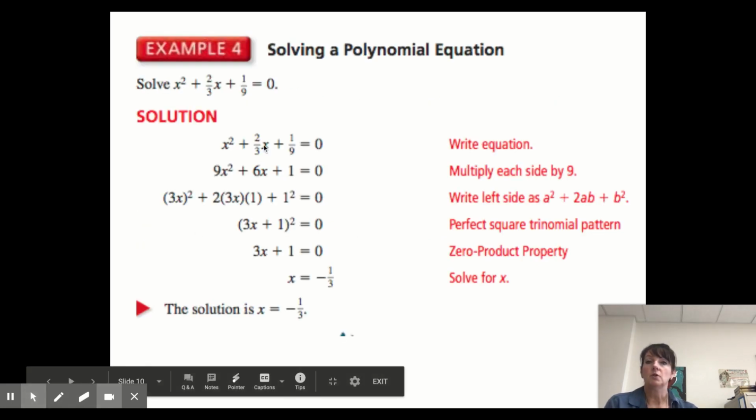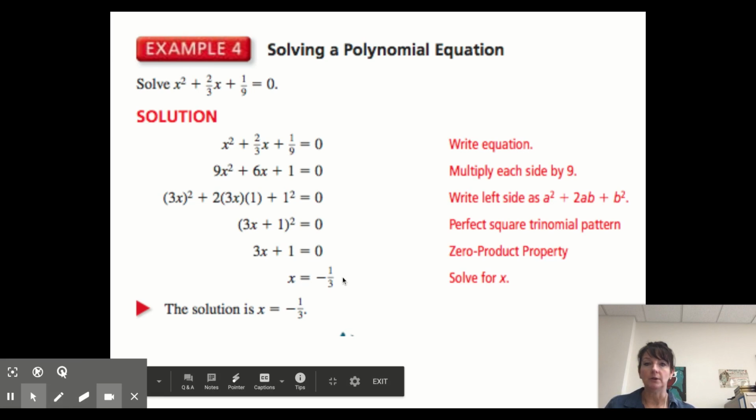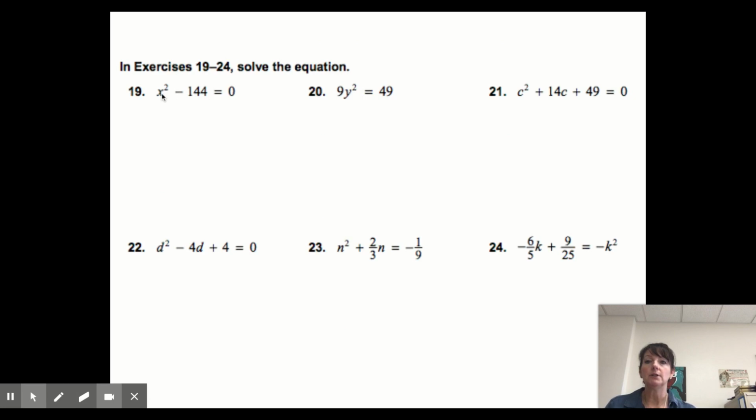All right, solving the polynomial equation. So now we're going to do the same thing. We're going to factor it, and then we're going to solve for x. So we've been doing this quite a lot as well. So looking at this, I can see it's a difference of two squares right here. So when I factor it, I will get x plus 12, x minus 12 equal to 0. So we have x is equal to negative 12 or x is equal to 12.